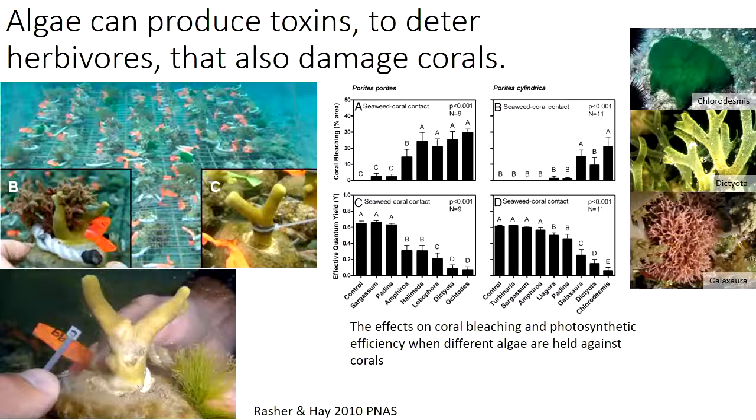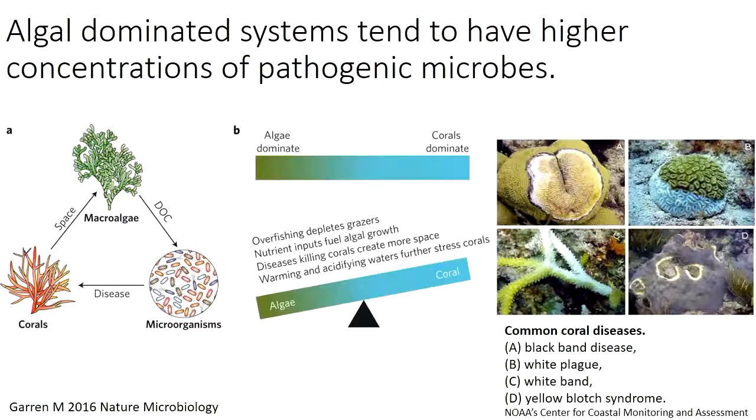So we've got a bunch of different algae along here. The control is adding no algae and then seeing what happens to the corals. When we add algae to corals, as well as direct damage, it also increases the prevalence of bleaching events and makes them less photosynthetically active. So there's also the chemical warfare. The algae also wage biological warfare against the corals.